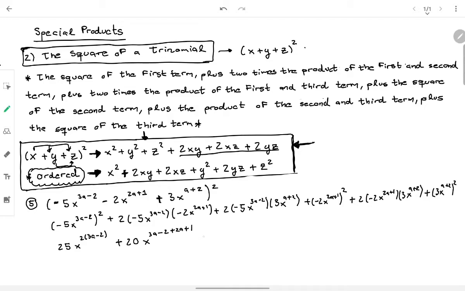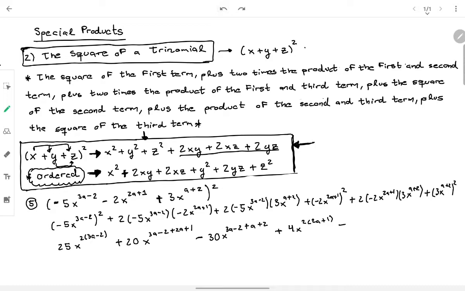Then the next one is going to be minus, because it's plus multiplied by minus multiplied by plus. It's going to be 30. It's going to be x to the 3a minus 2 plus a plus 2. The next one is going to be plus, because remember, the square power of a negative number is positive, so it will be 4x, and it's going to be 2 times 2a plus 1.